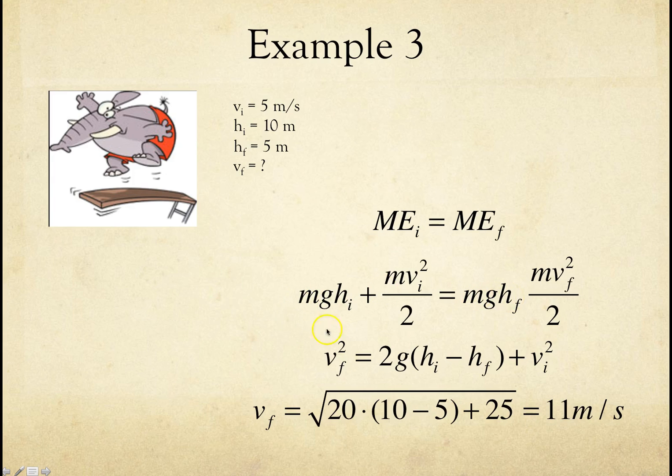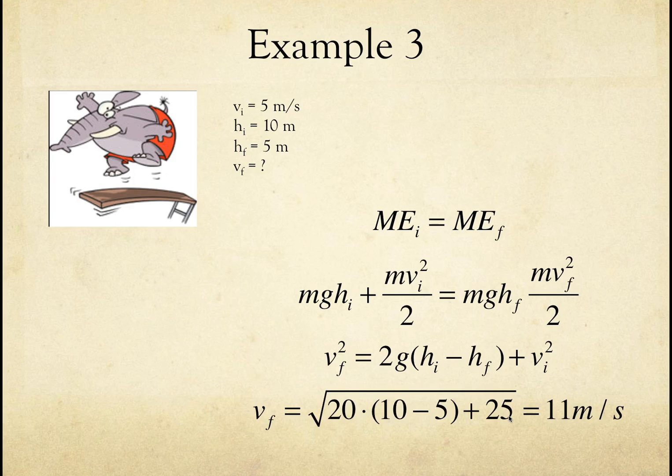And then since we cancel mass, it's just going to be 2g, and 2 comes from multiplying everything by 2, so I can get rid of the denominator. So v final equals, get rid of 2, get rid of mass, we end up with g times h initial minus final, because this goes over here with a minus, plus what's left over, v initial squared. So 2g is 20, height initial was 10, height final is 5, so that's going to be 20 times 5 plus 25. It's going to be 11 meters per second.